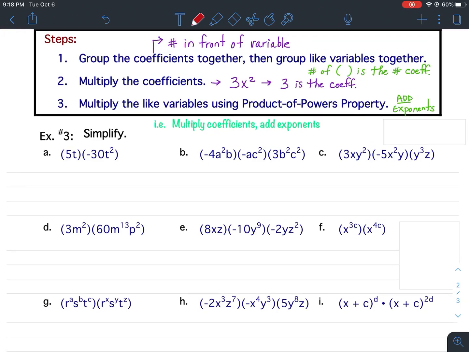Multiplying monomials, lesson 4.1 notes. Example number 3. We are going to simplify these. So we're going to be multiplying monomials.